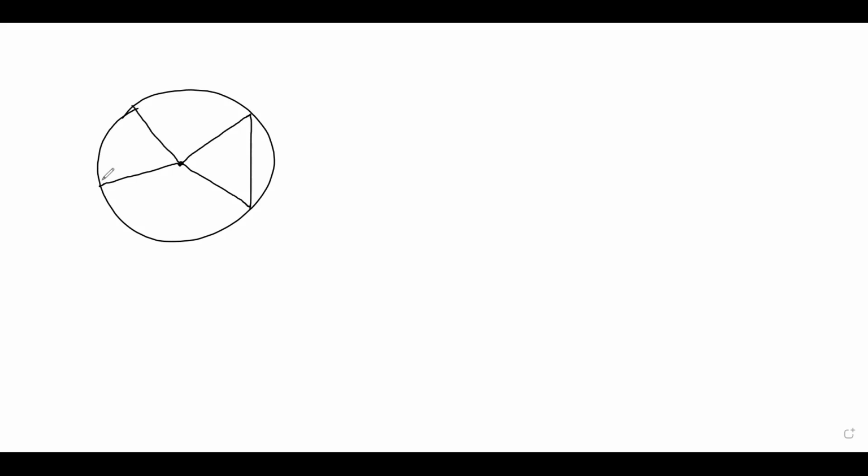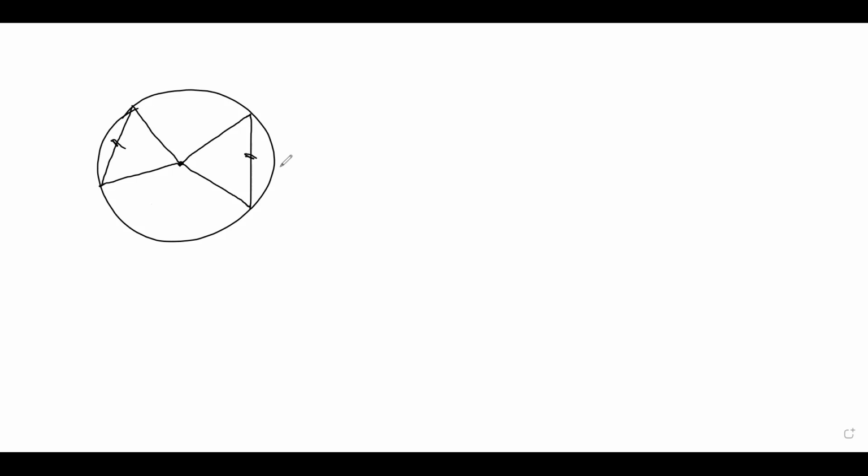If you have a circle with the center, this is a radius, that's a radius, okay? But that doesn't matter in this case. But you've got these triangles here. You are told that this chord is equal to that.